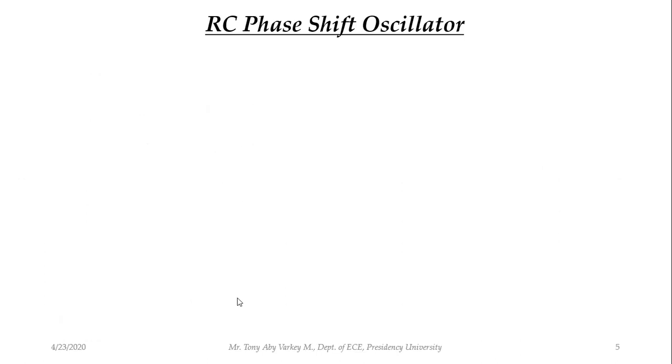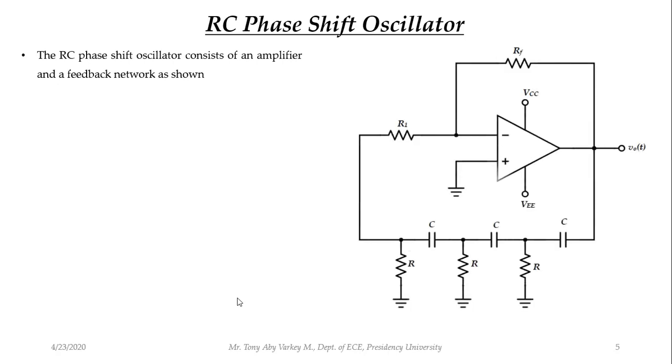So now let us look into the circuit diagram of an RC phase shift oscillator using op-amp. As we know, it consists of an amplifier and a feedback network. This is the circuit of an RC phase shift oscillator using op-amp. Here you can see that this part is the amplifier. What amplifier is this? This is an inverting amplifier.